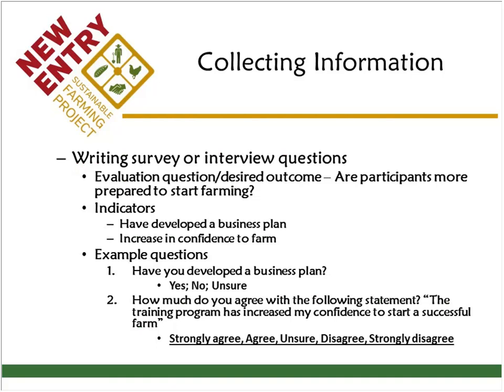So, writing survey or interview questions. There's a lot of ways to do it, and I just wanted to show you a few different examples. Here, if the evaluation question, or in this case a desired outcome, is: are participants more prepared to start farming? Here are two example indicators. One is, have they developed a business plan, or have they had an increase in confidence to farm. And then here are two different example questions. The first one just gets at the yes or no: they have a plan or they don't have a plan. The other gets at the degree to which someone agrees. In this case, it's how much do you agree with the following statement: the training program has increased my confidence to start a successful farm.